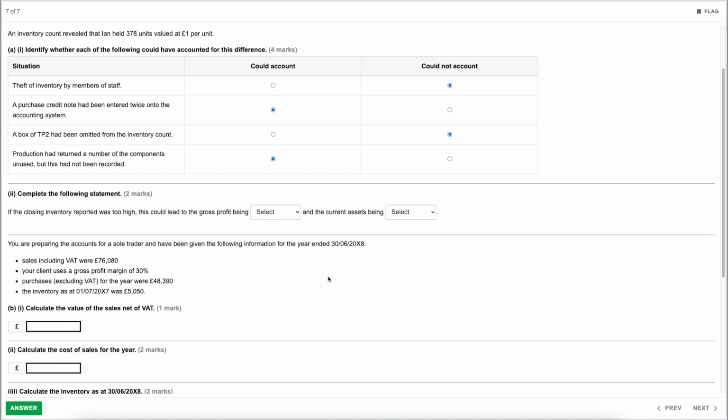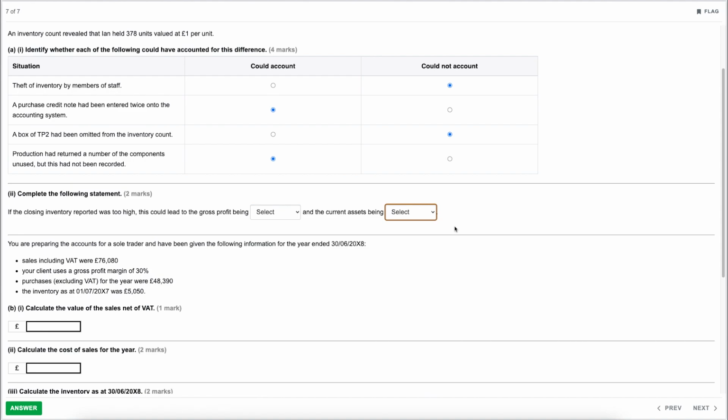Moving on to part 2 then, complete the following statement. If the closing inventory reported was too high, this could lead to the gross profit being, and we need to select from either overstated or understated, and the current assets being overstated or understated. So think about your cost of sales calculation. During that calculation, closing inventory is taken off. So the basic calculation is opening inventory plus purchases less closing inventory. So if your closing inventory was too high, that would mean that your cost of sales was too low because it's deducted as part of that calculation.